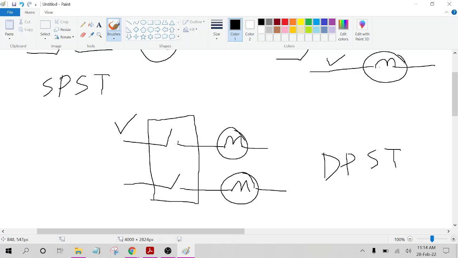So what does pole actually mean in simple terms? Pole means the number of input lines here. Double pole, single throw. Okay.